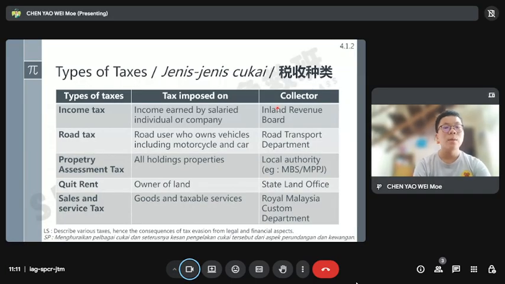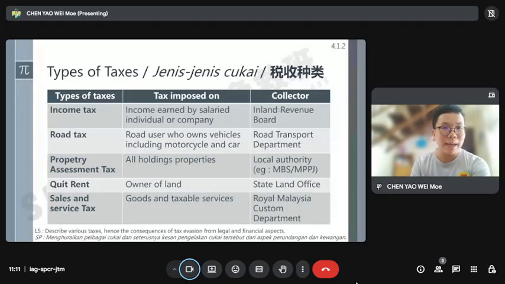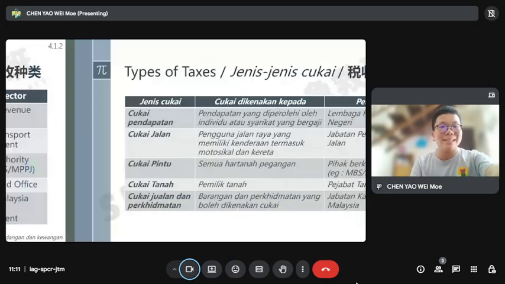Okay, so when you go to the airport, some shops, all the goods are not taxed. So you can buy the things at the original price and no tax is charged. These are the 5 types of taxes. This is for bahasa Melayu. This is for bahasa Cina. Okay.